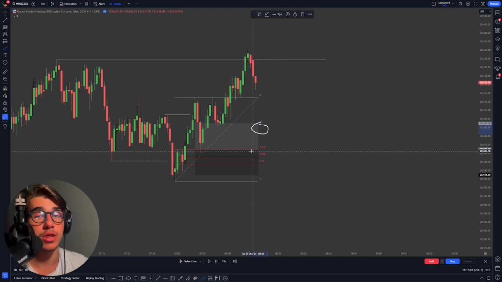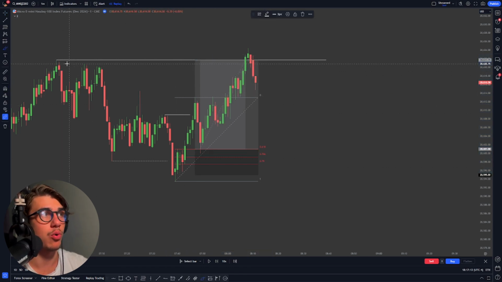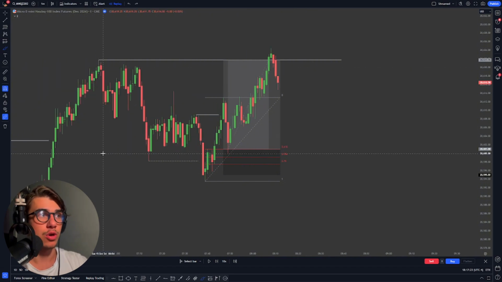We maybe take 50% of the position off, depending on how much you want to take off. And then we let the rest run to what we call external highs or external lows. That is simply the highest or lowest point of the trading range that we are currently trading. And that would be these triple equal highs, which is also, again, a great target because it is triple equal highs.